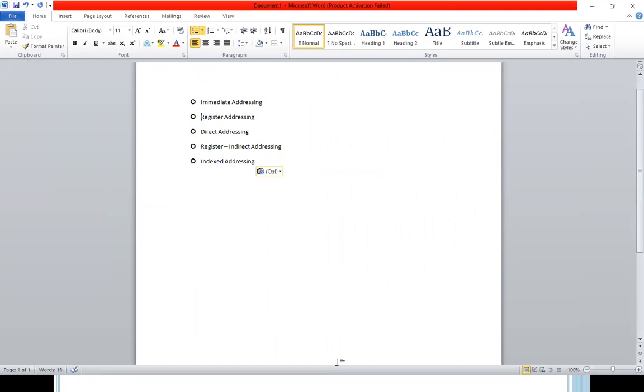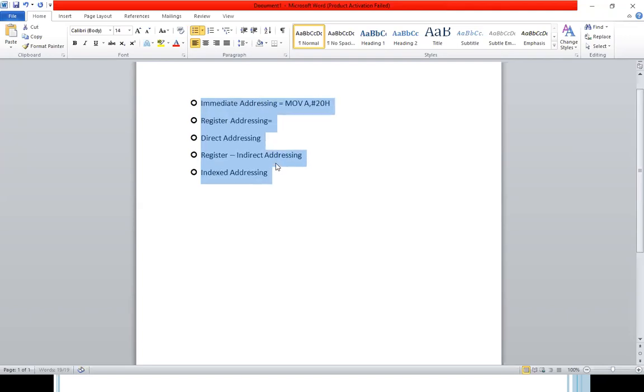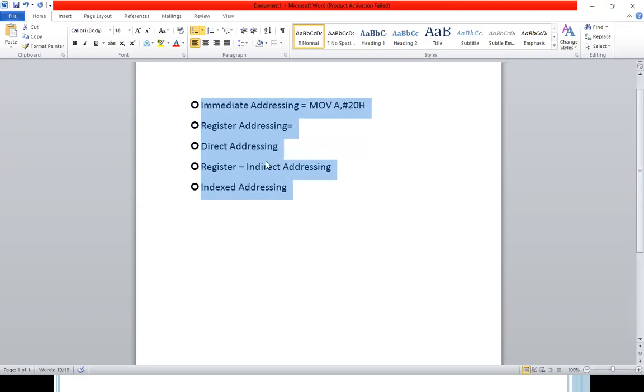See, let me briefly discuss this. Immediate addressing means what? See the example of immediate addressing mode: MOV A, #20H. This is the immediate addressing mode. Please see carefully, because it is very important at the time of writing the program. So this is the immediate addressing mode. This is the example: MOV A, #20H.